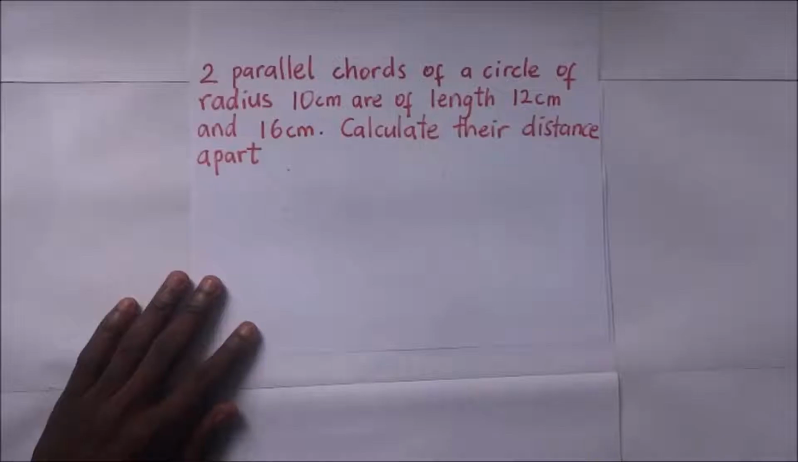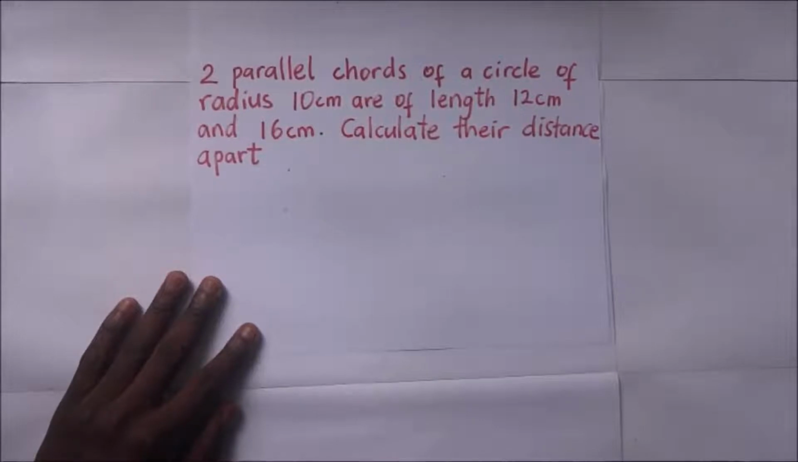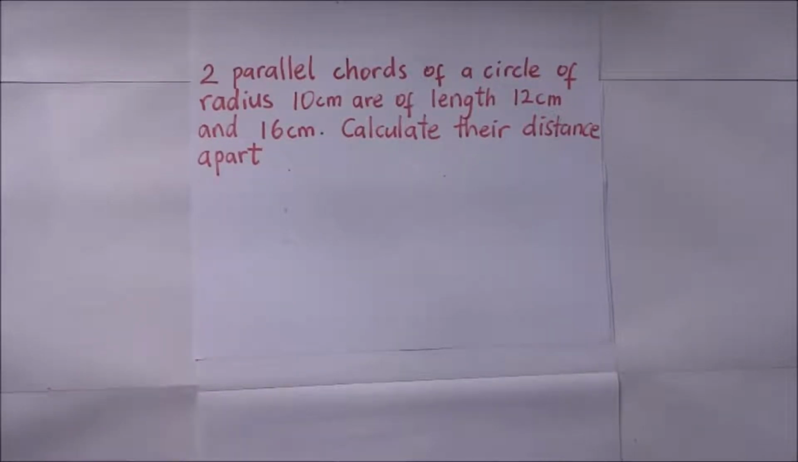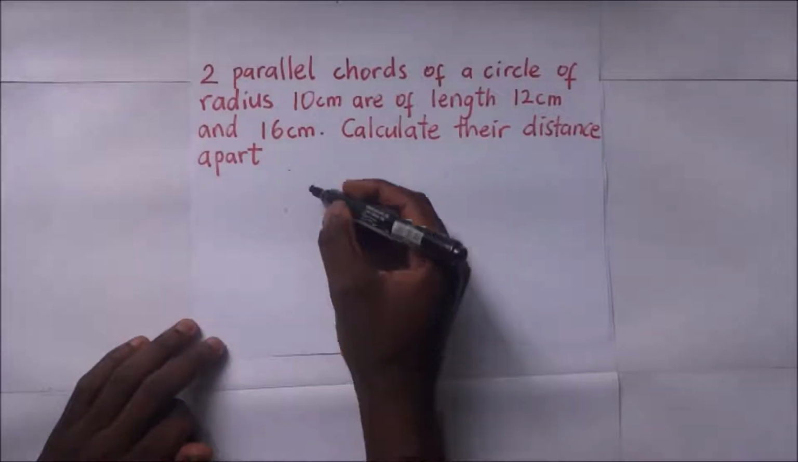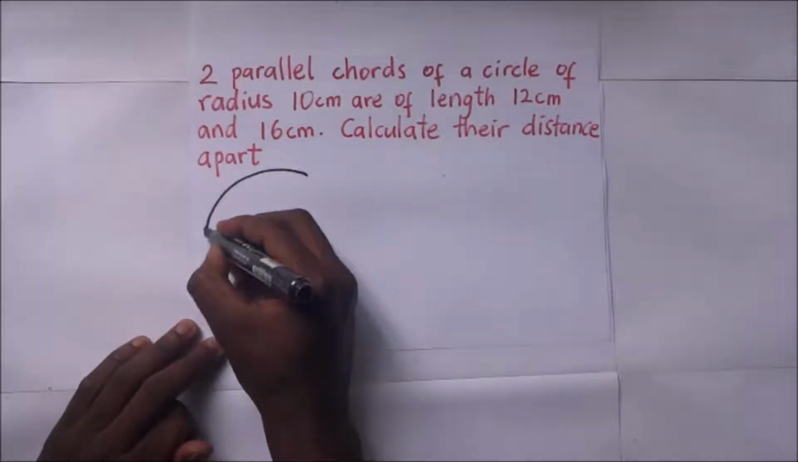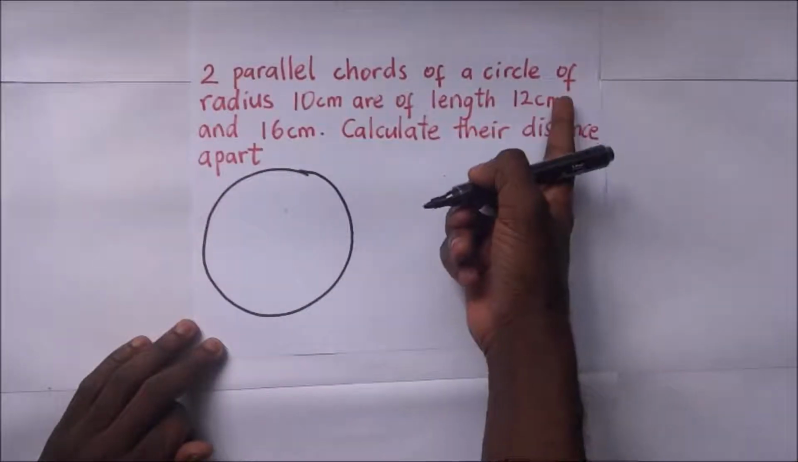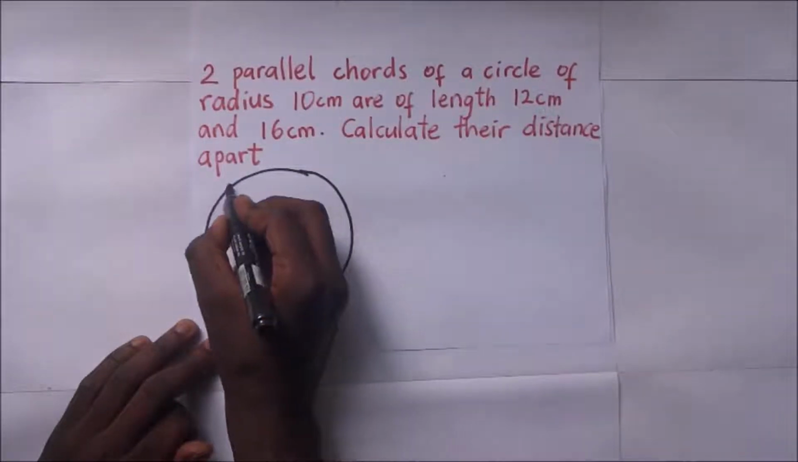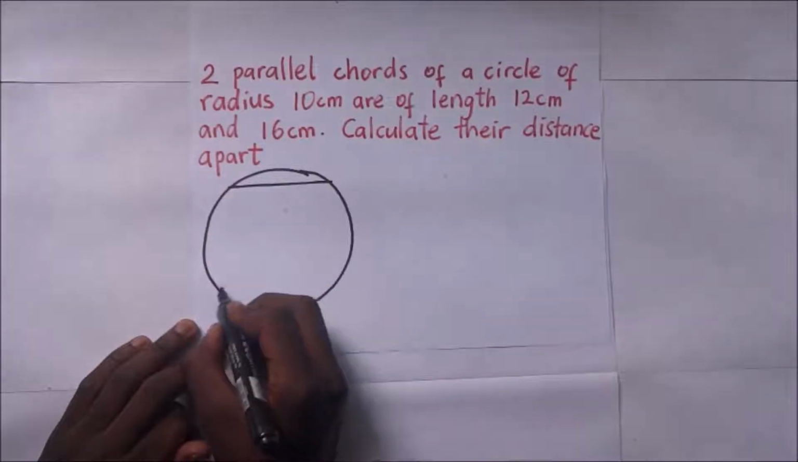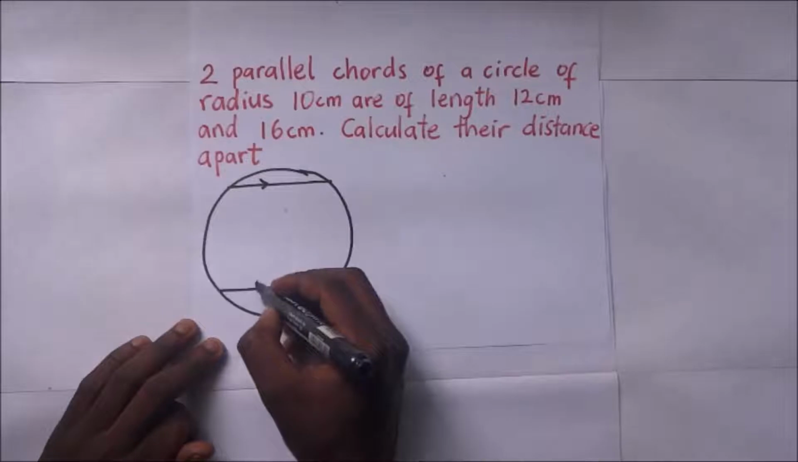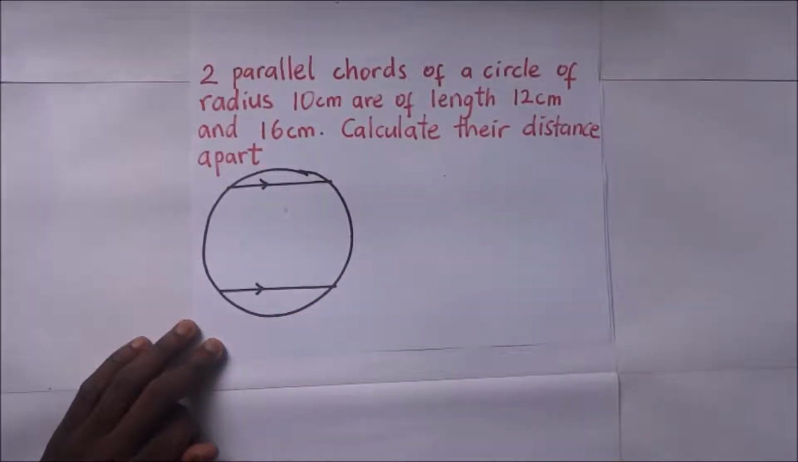That's the answer. Two parallel chords of a circle of radius 10 centimeters are of length 12 centimeters and 16 centimeters. Calculate their distance apart. Let's draw a sketch. We have a circle. Two parallel chords of a circle. So we have two chords that are parallel. We have the chord up there and the chord down there. They are parallel, so it means they never meet.